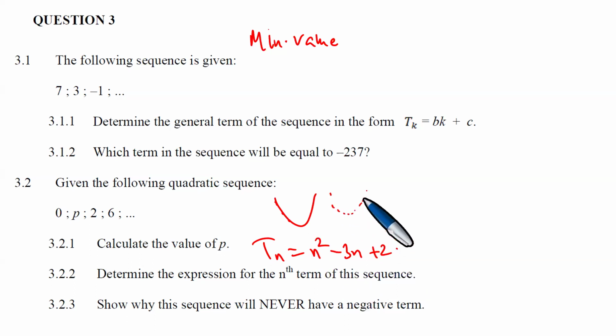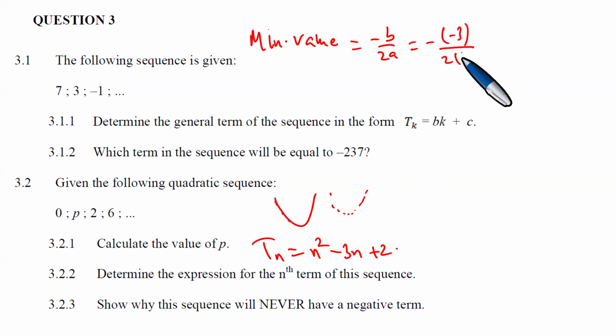You can look at it as a set of integer values. In this case, the minimum value of this is minus b over twice a, which is minus 3 over twice a, which is 1, giving us exactly 3 over 2. 3 over 2 is 1 remainder 1/2. Now, what then is the meaning of this? It means that the minimum value is at this position.